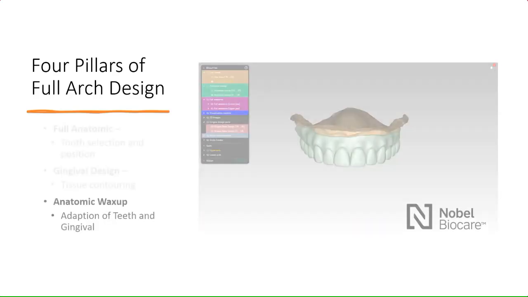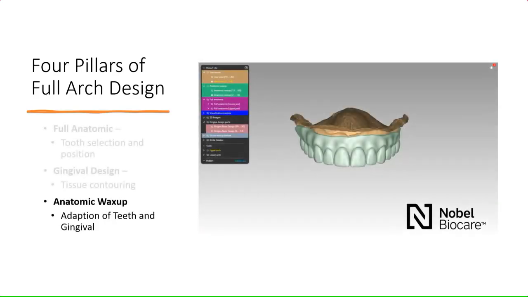And then the third pillar is the anatomic wax up. This is where it adapts the pink and the white together. And in this, now you can start working on it as a whole unit. This comes in handy. This is where I do most of my real fine tuning and contouring, because you have a lot more control at this point.